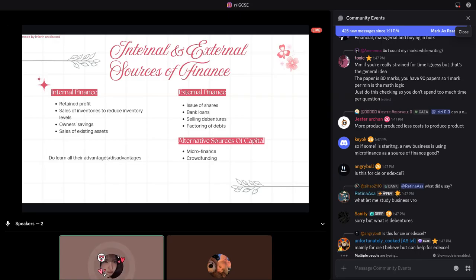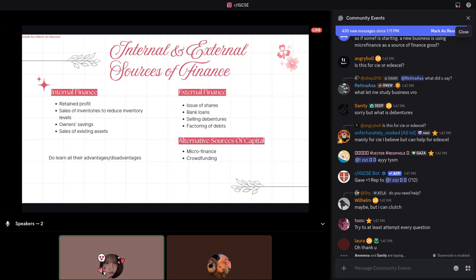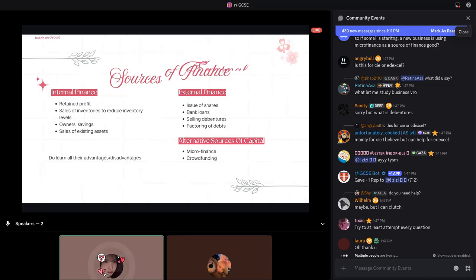Yes, debentures are certificates. It's usually a long-term loan. If someone is starting a new business, is using microfinance as a source of finance good? It really depends, because microfinance is more specific to developing countries. Okay, moving on.